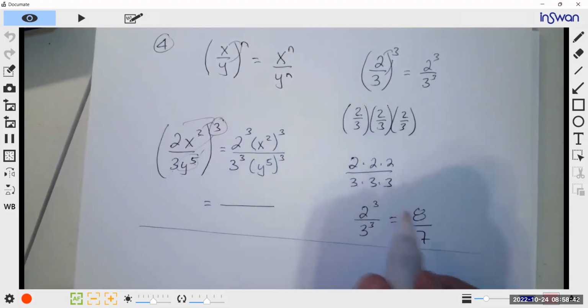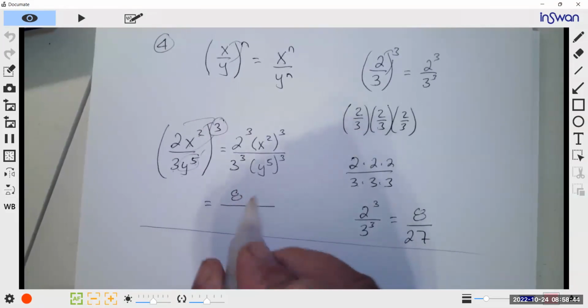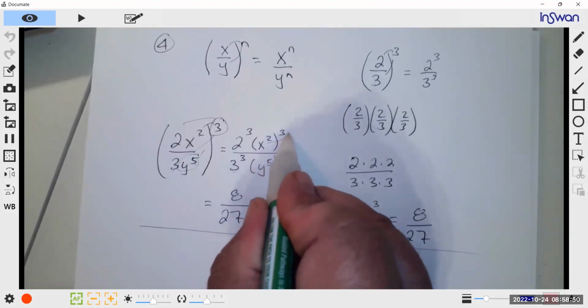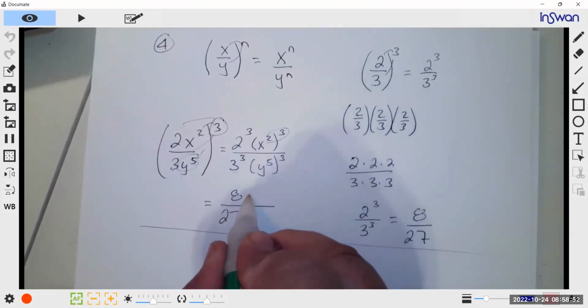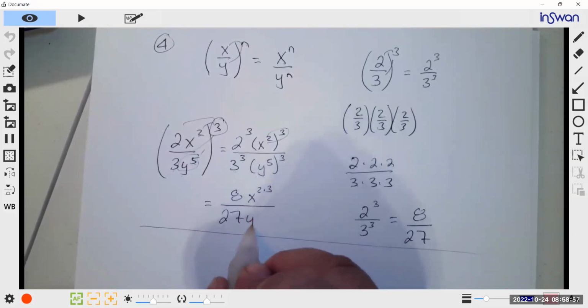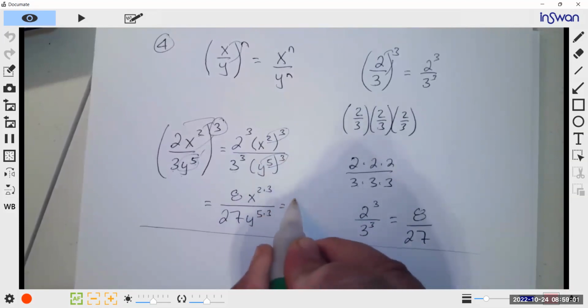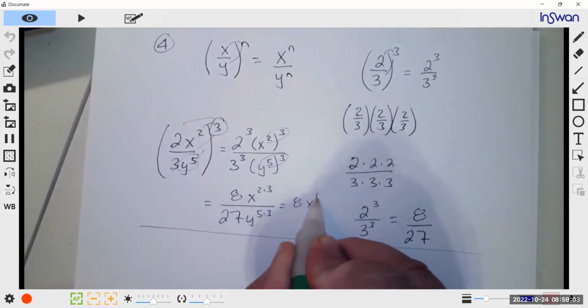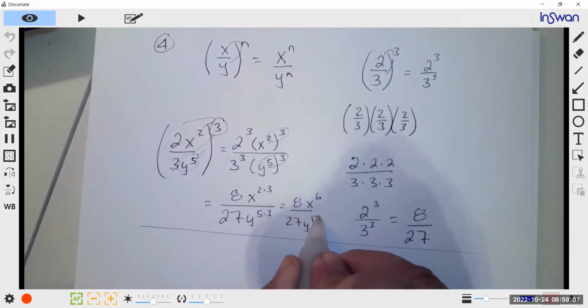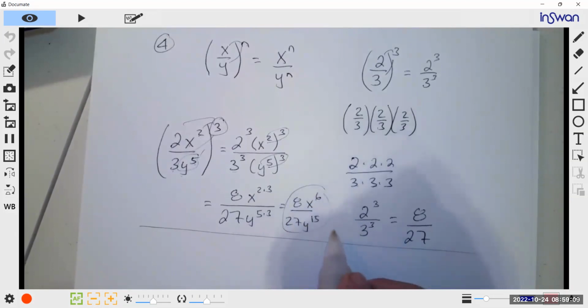Two to the third is 2 times 2 times 2, we know it's 8. 3 to the third, 3 times 3 is 9, times 3 is 27. X power to a power, you multiply. Power to a power, you multiply. So my answer becomes 8x to the 6th, 27y to the 15th. And there's a final answer.